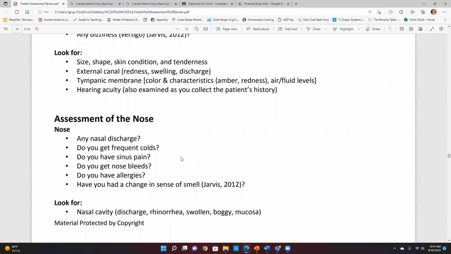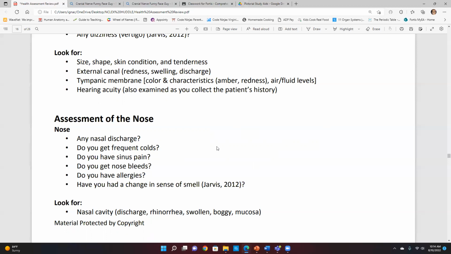The tympanic membrane should not be red, right? It should be a pearly gray color when we look and inspect that tympanic membrane. Also, hearing acuity can be performed. Maybe there's audiometry that has to be done. A hearing test has to be performed based on why they're in your office.